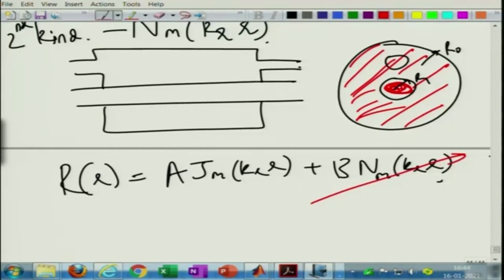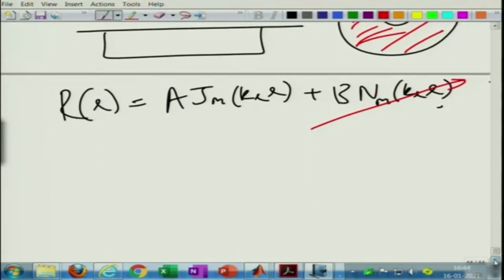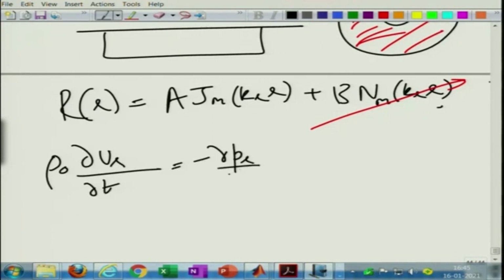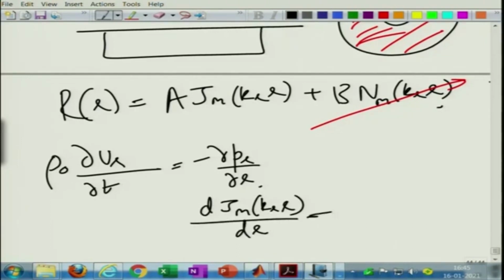So, what does the final solution then look like? And of course, we need to apply the rigid wall boundary condition. So, how does that happen? Now, we can again use your Euler equation, which is minus dp by dr. So, when you put this solution, we will get d of J_m(k_r r) by dr equal to 0.